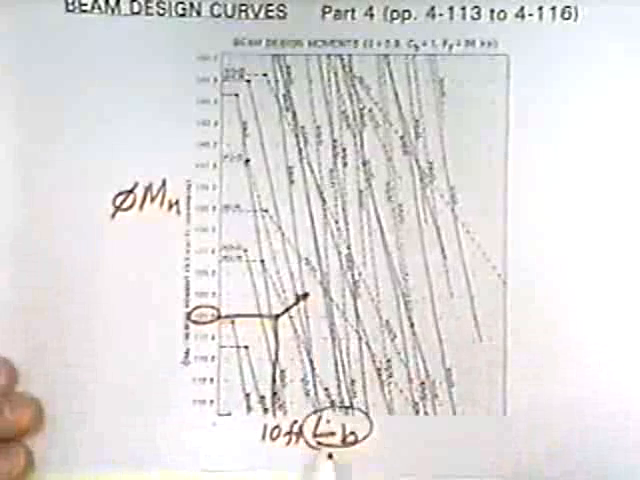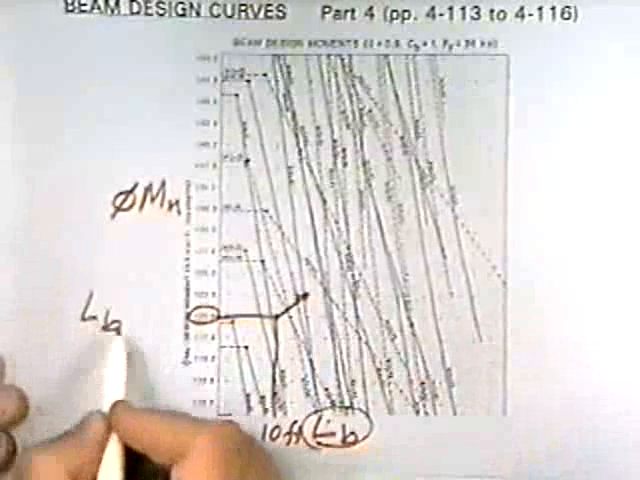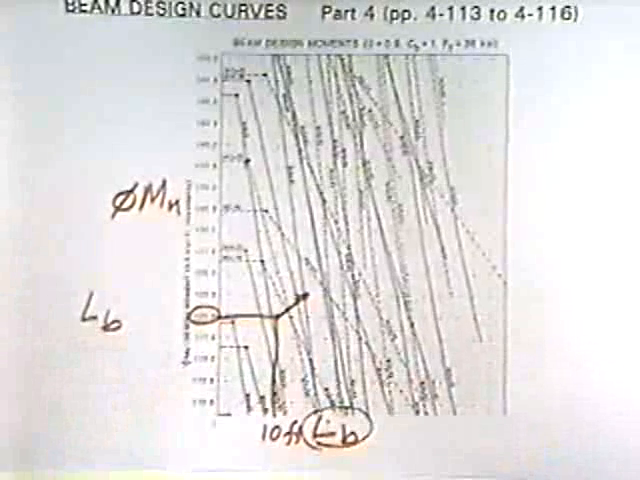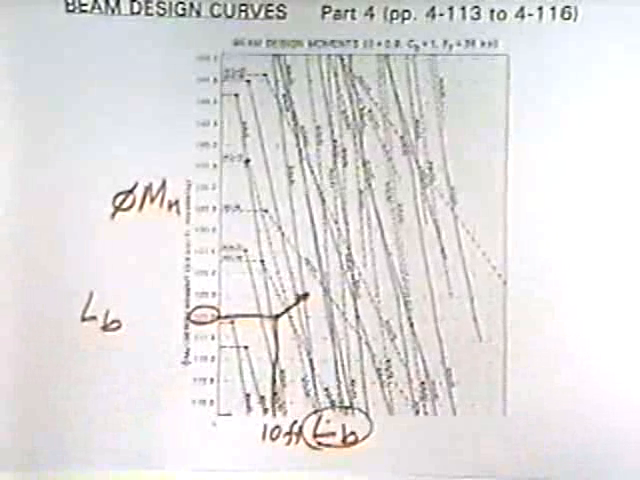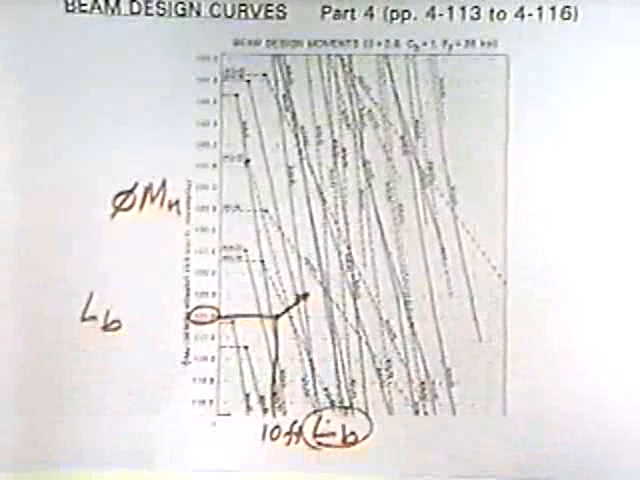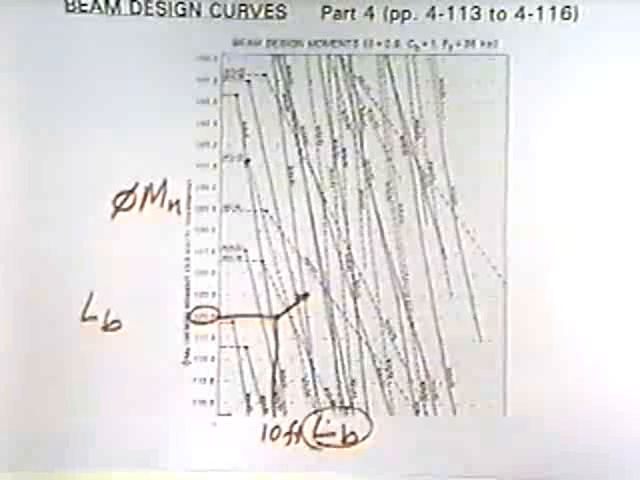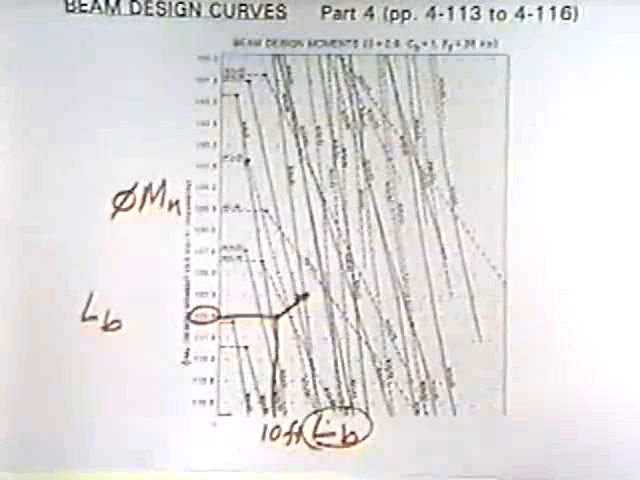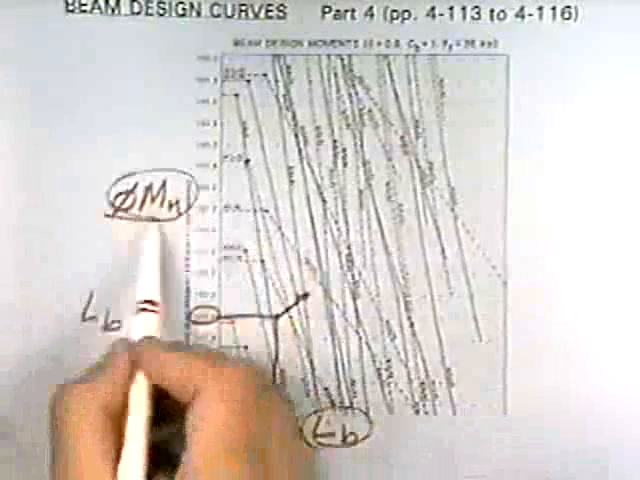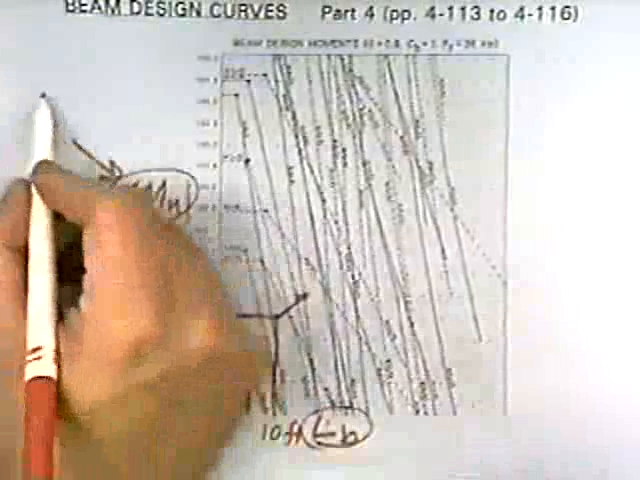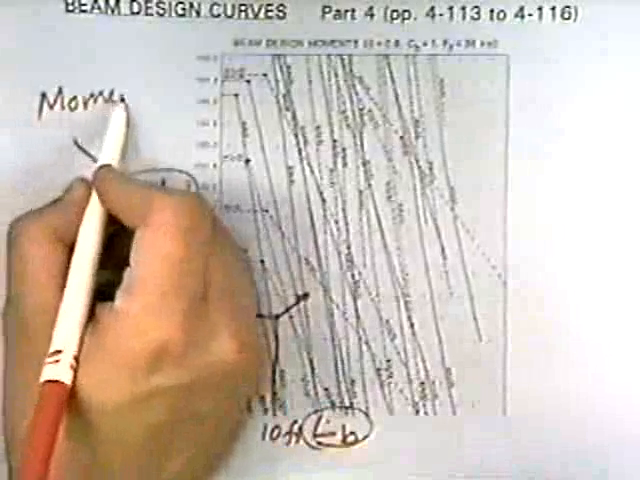Now this would be given in the problem. The unbraced length L sub B would be given. It'd be the length between bracing points, as you'll see in an example problem that's coming up. And then you got the phi M sub n. That's off the moment diagram. That would come from the moment diagram.